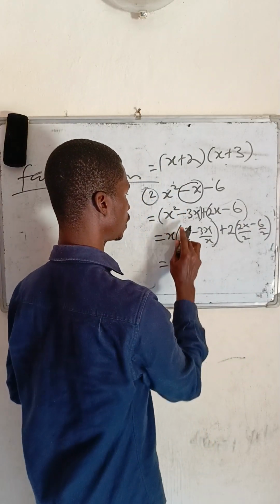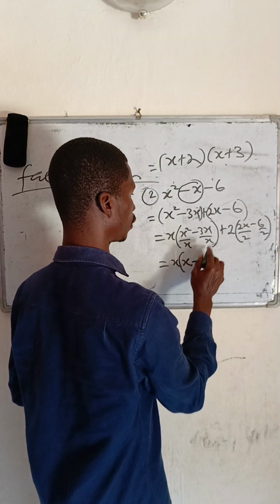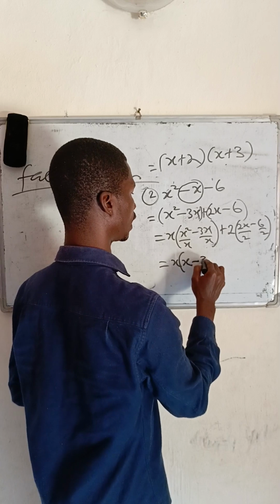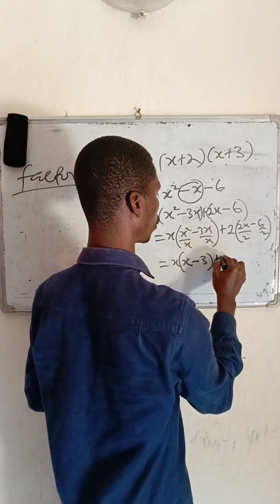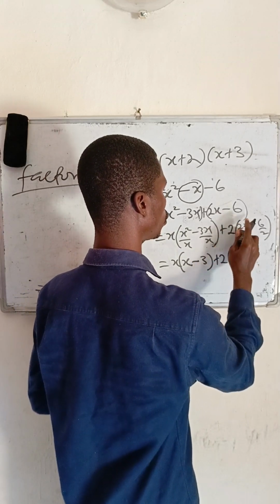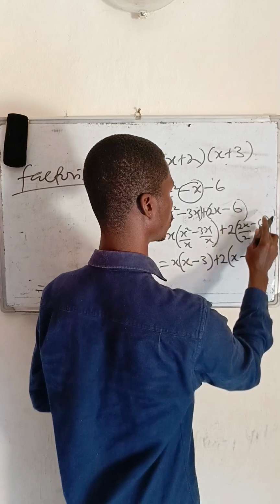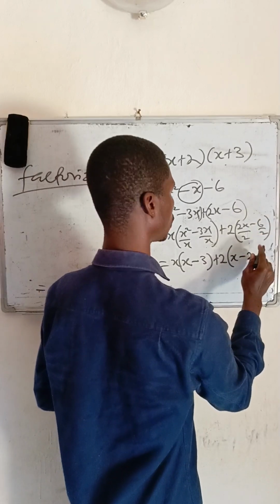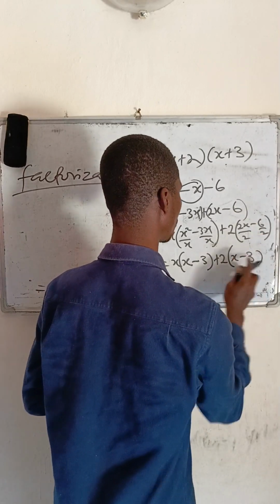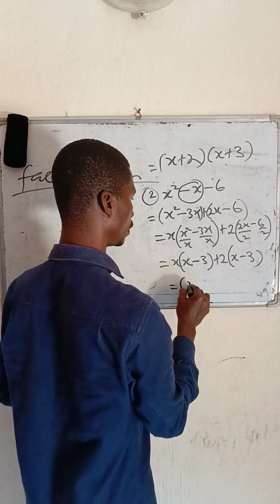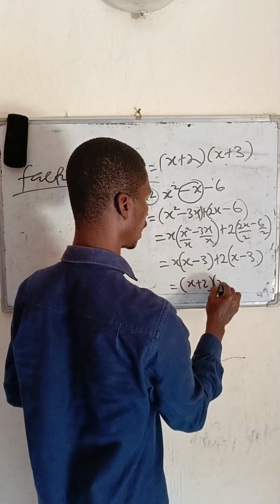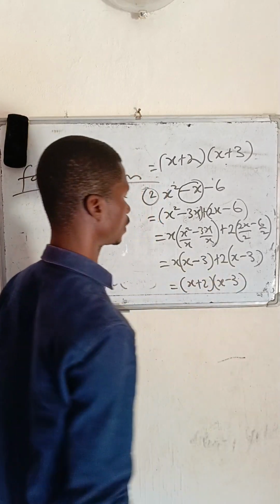So we have x. This divided by this, we have x minus. This divided by this, this cancels this, only 3. You take your sign, plus 2. You put your 2 divided by 2. x is left, minus, this divided by this, 3. Sorry. These two must be the same. They are not the same. That means you're wrong. x plus 2 and x minus 3. That's it.